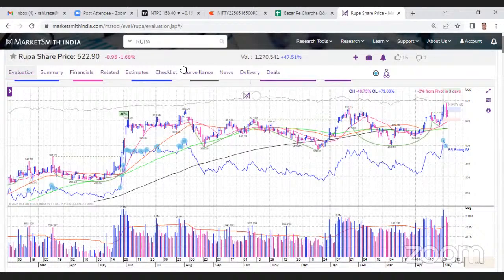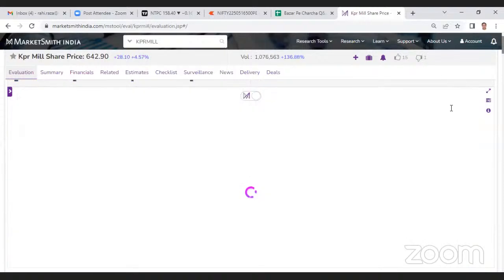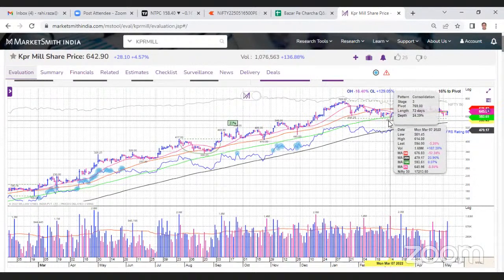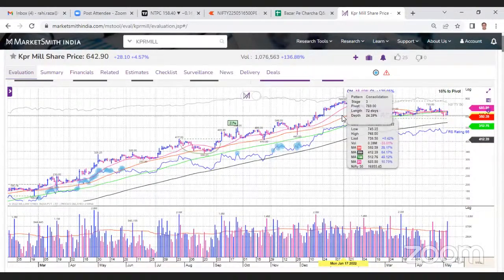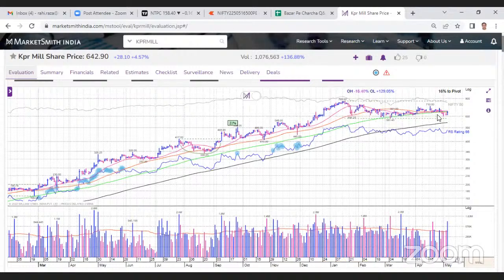KPR Mill. This is the daily chart of KPR Mill, and what is happening here? The stock is in the consolidation phase and has been consolidating for a long time, almost 72 days, so almost 10 weeks of consolidation. We are not sure whether the consolidation is over or not, and looking at the chart, obviously it is not over yet.